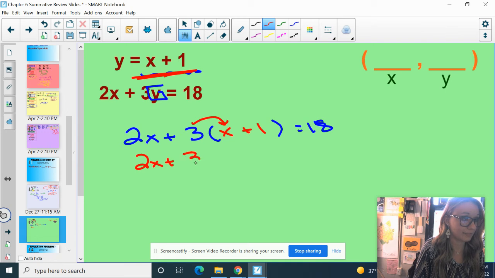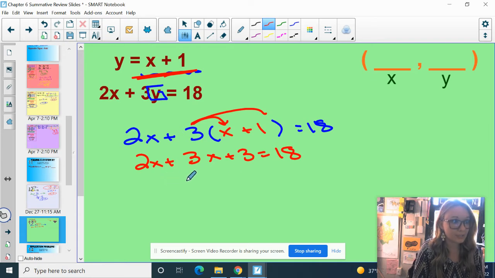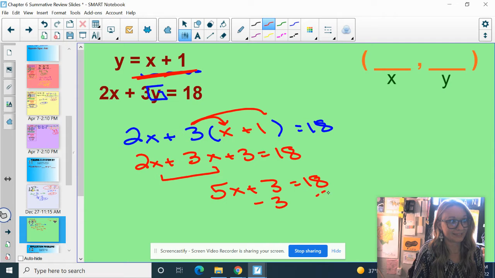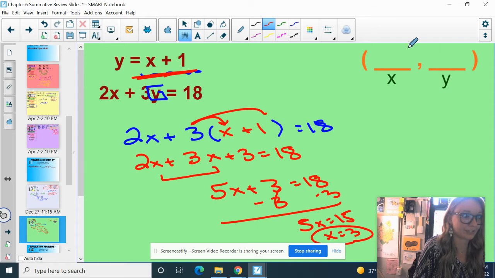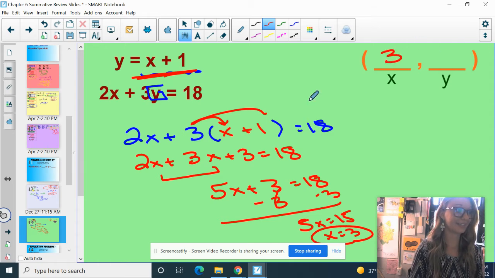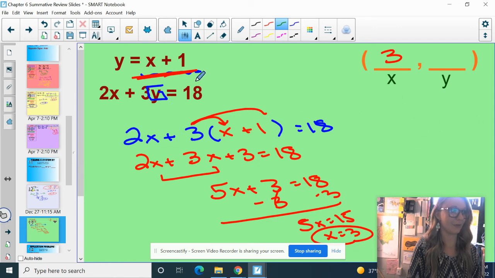Now, I'm just going to go through and solve. All right, 3 times x is 3x. 3 times 1 is 3 equals 18. Substitution is a lot of combining like terms, so don't feel weird if you're doing that a lot. 2x plus 3x is 5x. Plus 3 equals 18, minus 3, minus 3. 5x equals 15, and then you get that x is equal to 3. That was a lot of work. But now it's kind of easy for us. We've got x, we've got to solve for y. Which equation looks easier to you?